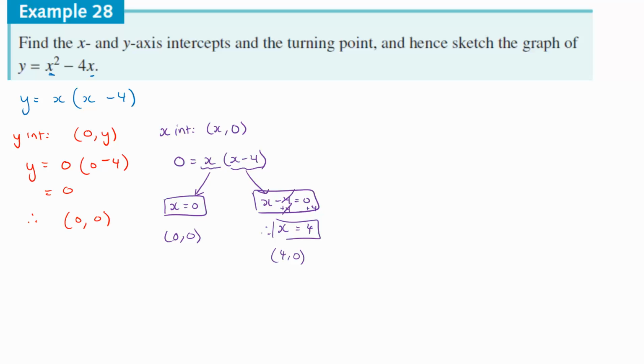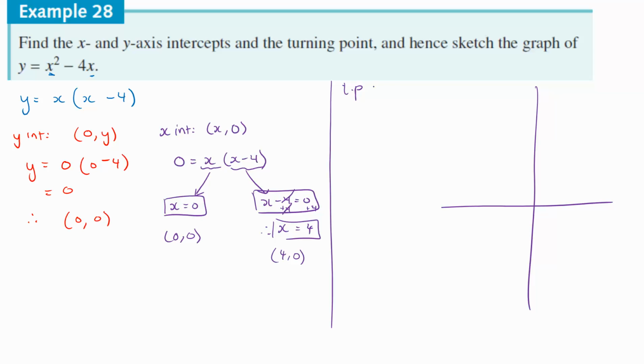Now, when you're sketching, remember you need three things. You've got y-intercept, x-intercept, you also need turning point. So our turning point, remember I said, turning point has an x and a y coordinate, and you know that the turning point is in the middle. But conveniently, think about it, the x-intercepts are at (0, 0) and at (4, 0). So if you want to know where the middle is, where's the middle between 0 and 4?